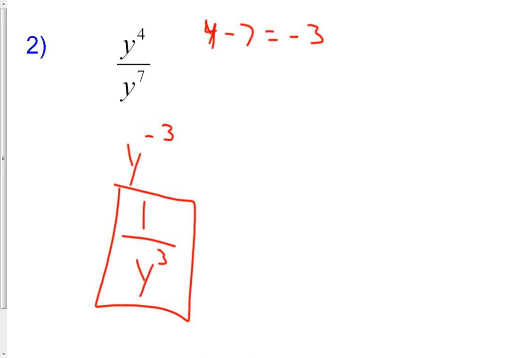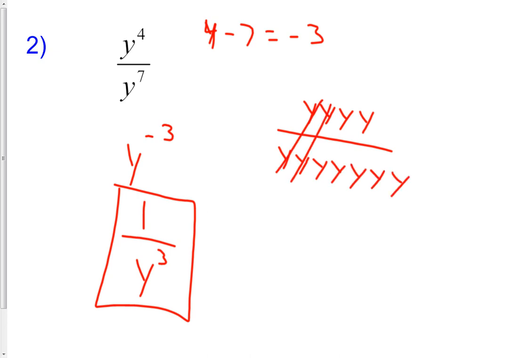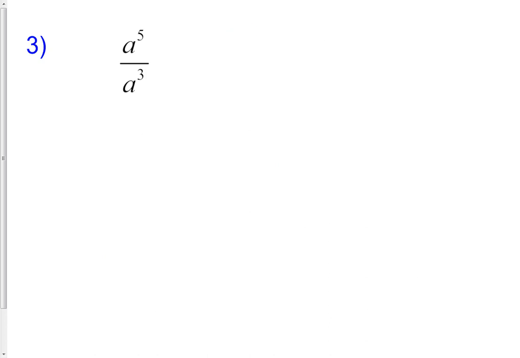Another way of thinking about this one is that if you have 4 y's in the numerator and you have 7 y's in the denominator, you get canceling for the first 4, and so all you have left is y cubed in the denominator. So 1 over y cubed is the answer for question number 2.